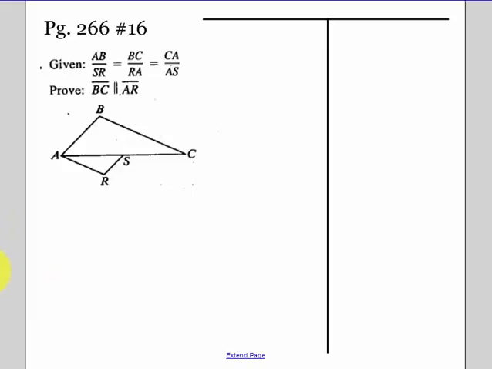So in this proof, we are given that AB is proportional to SR, BC is proportional to RA, and our longer side CA is proportional to AS. We're trying to prove that BC is parallel to AR. And remember, for parallel lines, we have to use transversals and prove corresponding or alternate interior or something like that congruent.